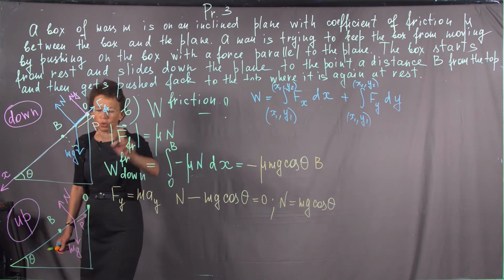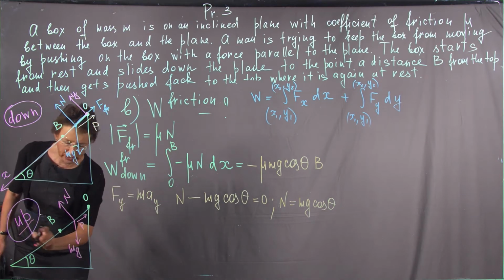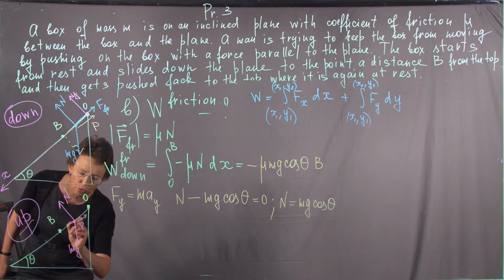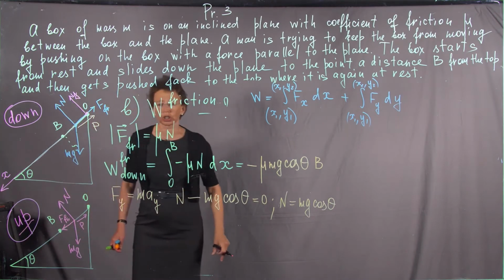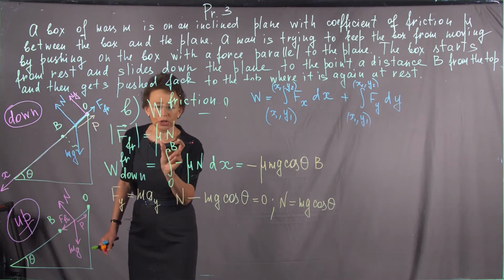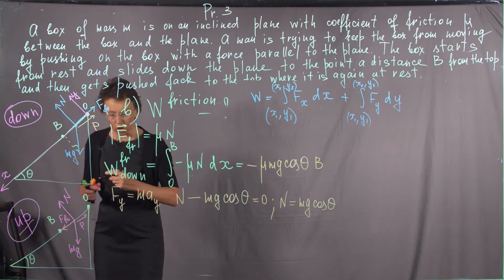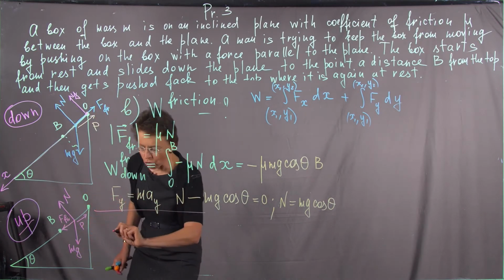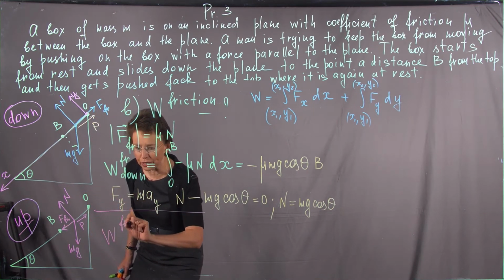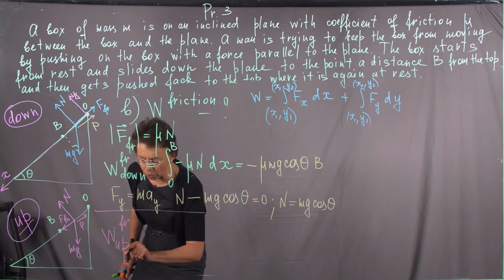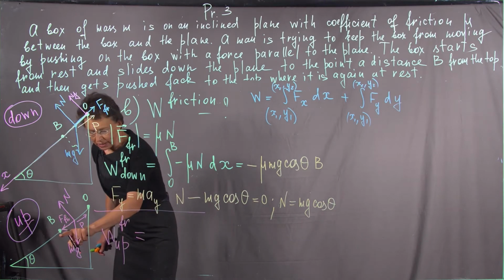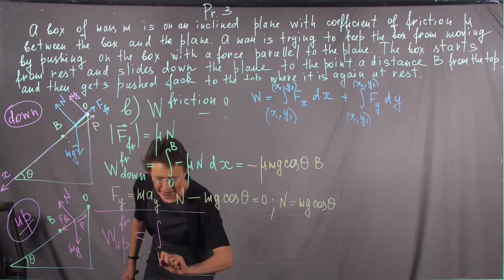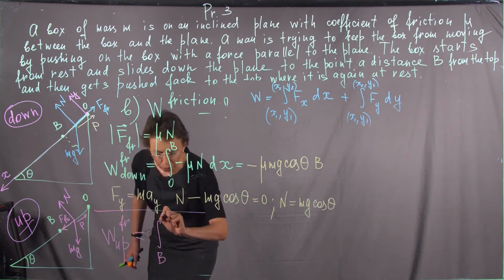What's different on the way up? When the box is moving up, force of friction opposes the motion and it is down. This is force of friction. The magnitude of force of friction is the same, but projection will have different sign. So this is work done by friction on the way up the inclined plane. Where do we start? We start at point B. We end up at point 0.